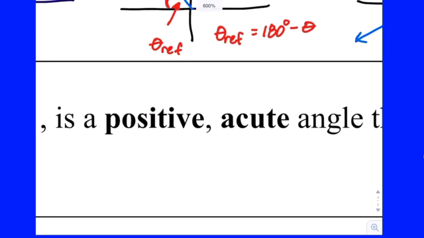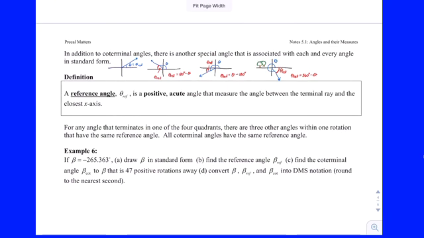So, just a review from yesterday. A reference angle can be negative. True or false? False, right. It's always positive. True or false? A reference angle can be obtuse. False, right. It's always acute. It's a positive acute angle. We're measuring a scalar quantity. We just want to know the measure between a terminal ray and the x-axis, okay?